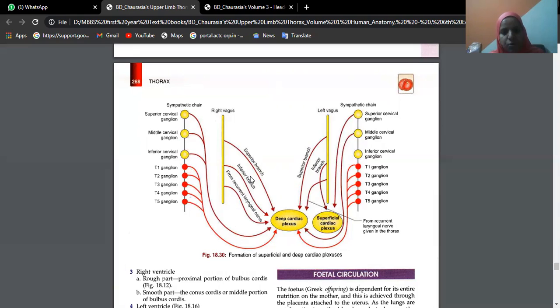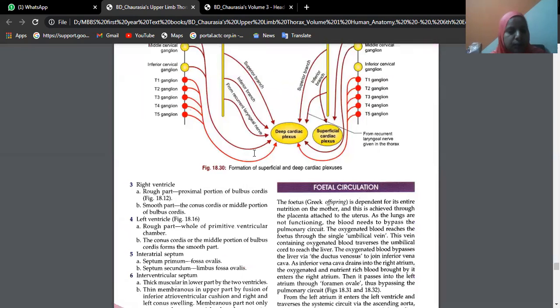From vagus, we have superior, inferior branches, recurrent laryngeal branches of vagus. We also have T1, T2, T3, T4, T5 thoracic ganglions. They are all contributing to the formation of the deep cardiac plexus. Just by looking at this picture, you can write so much regarding the nerve supply of the heart.